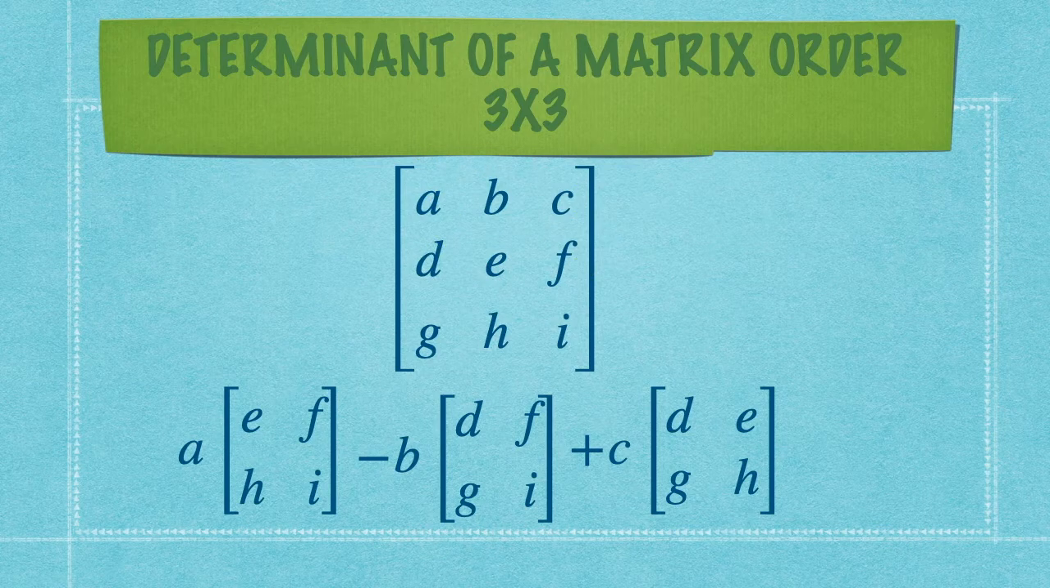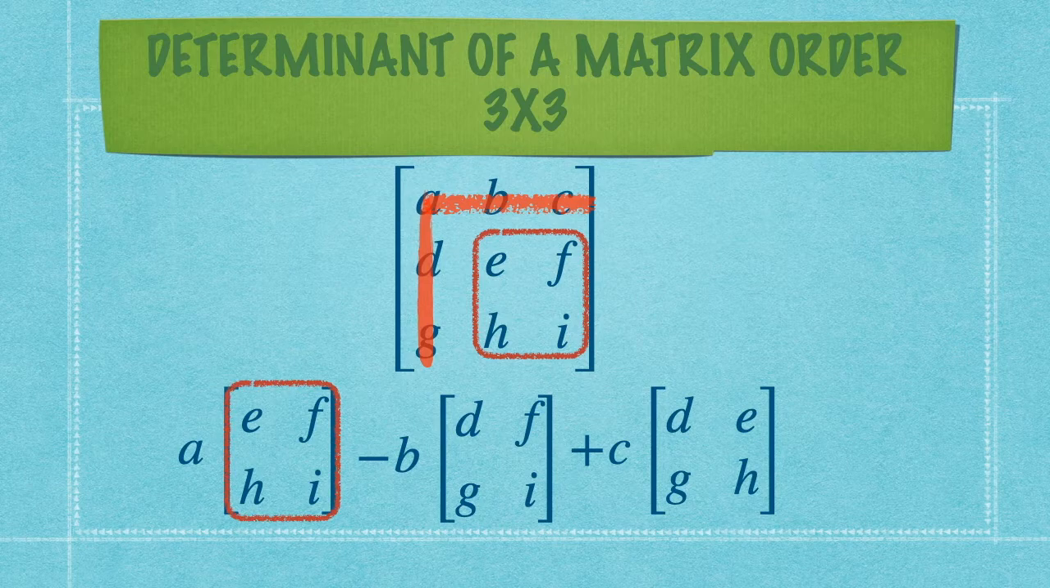You have A, which is what you're seeing being displayed right there. Then we eliminate the first row, and then we eliminate the first column. As you can see, we have a 2 by 2 matrix, which is E, F, H, I. So that is what I have beside A, which is E, F, H, I.